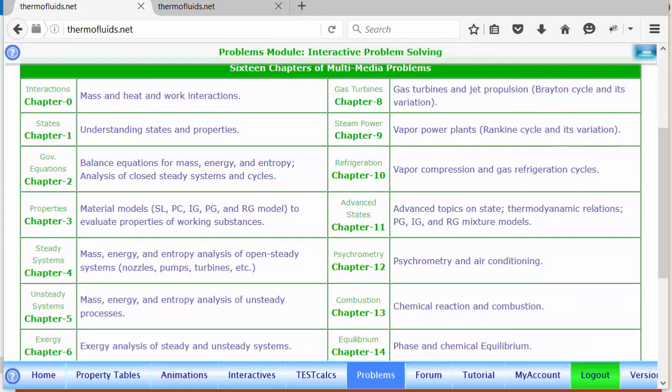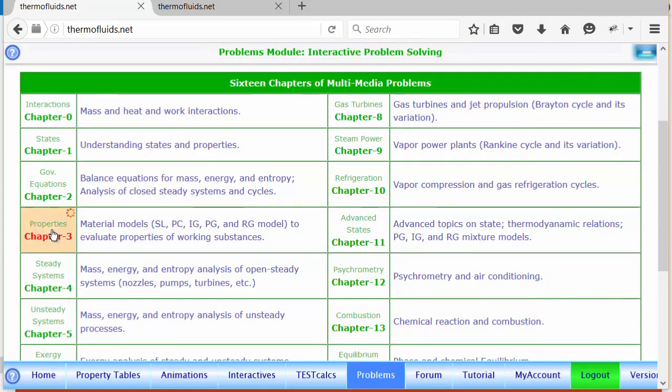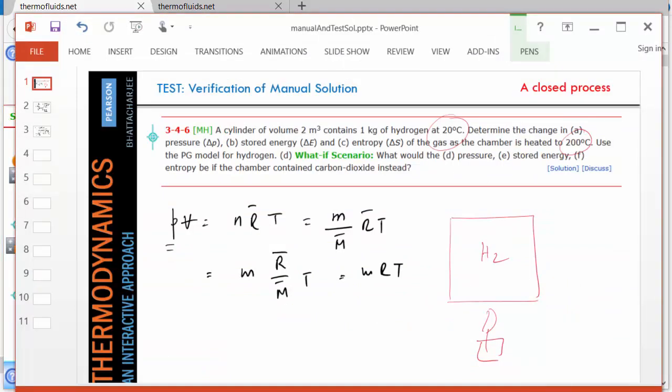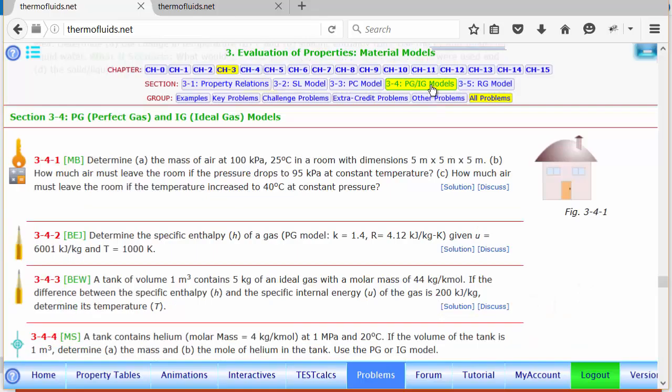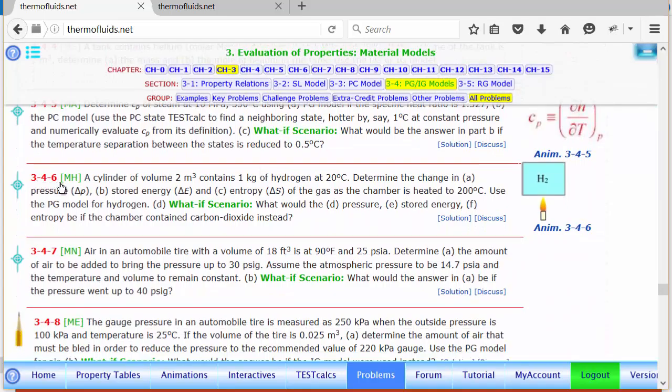We could search the problem right here, but we can go to the chapter 3, and look at the problem number. It is problem number 346, which means chapter 3, section 4. We can click on section 4, which is all gas, PG and IG model problems, and we can scroll down and you find 346. You'll notice several things in this problems module.